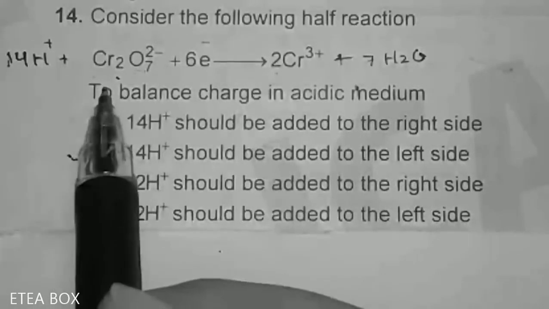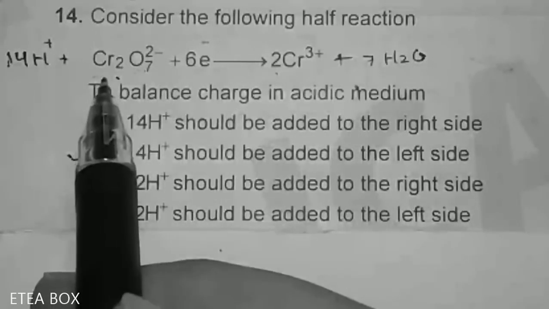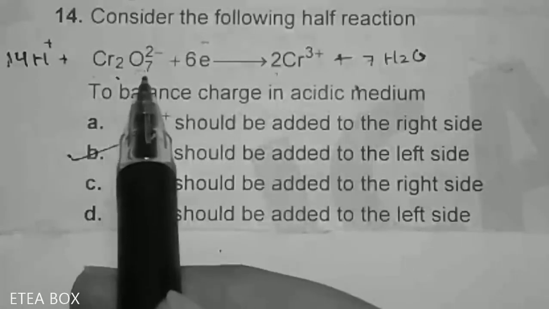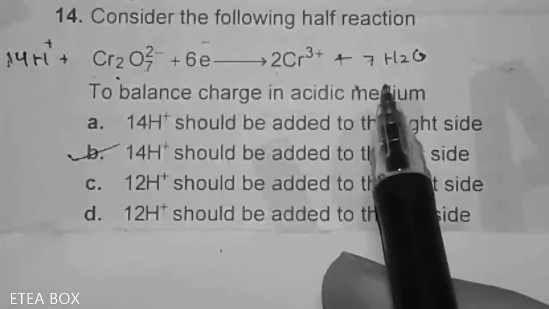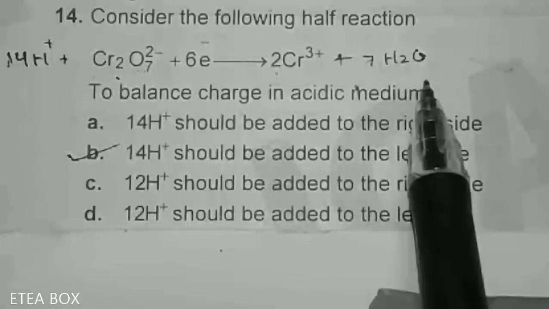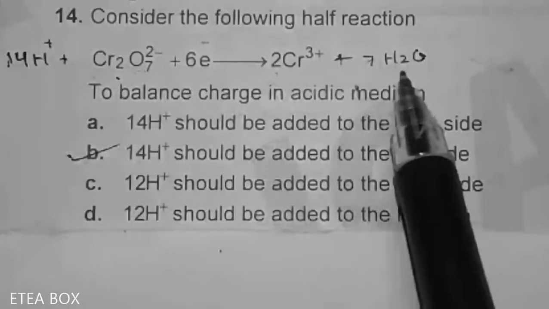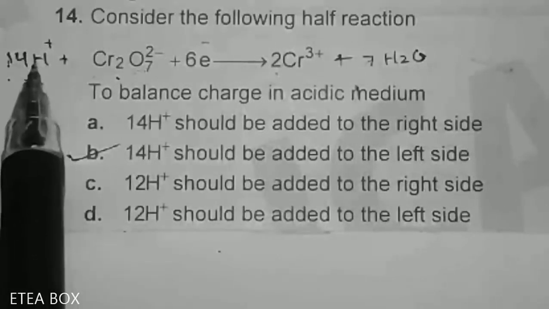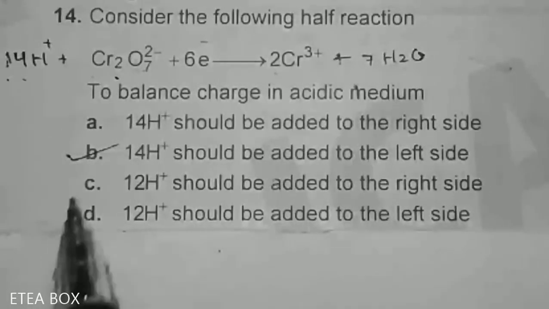Now look, first you have to balance the elements other than oxygen and hydrogen, like here chromium, it is balanced already. The second step is that you have to balance the oxygen. For balancing the oxygen, you have to write H2O, water. Oxygen is 7, so write 7 H2O. Now in order to balance the hydrogen, you have to put the hydrogen ion. Hydrogen is 14, so write 14 H+ ions on the other side of the equation. Now this equation is balanced, so option B is correct here.